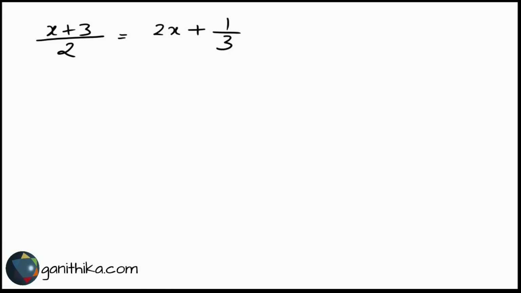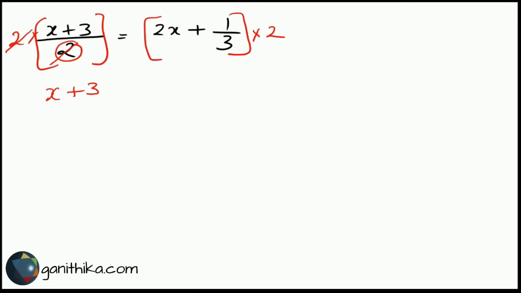We need to first get rid of this 2. It's always better to get rid of this 2 here because the whole side is being divided by 2. So division by 2's opposite is multiplication by 2. So you multiply the whole thing on the left hand side by 2. Therefore you have to multiply the whole thing on the right hand side by 2. Not just one of the terms, but you are multiplying the whole thing by 2. So in this case this 2 gets cancelled and x plus 3 is what you have on this side.